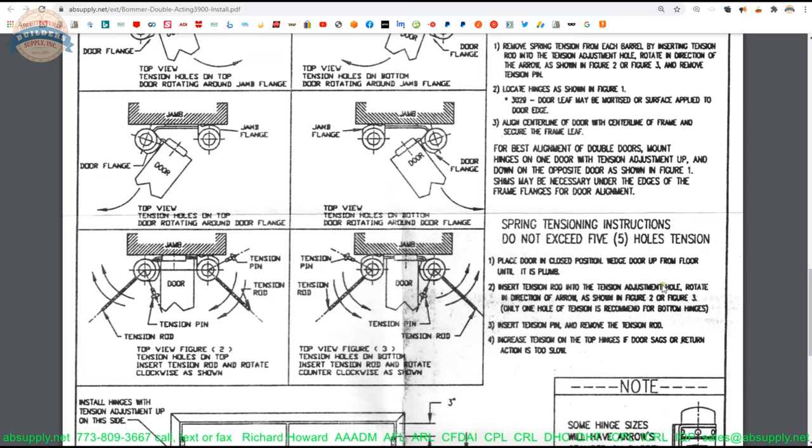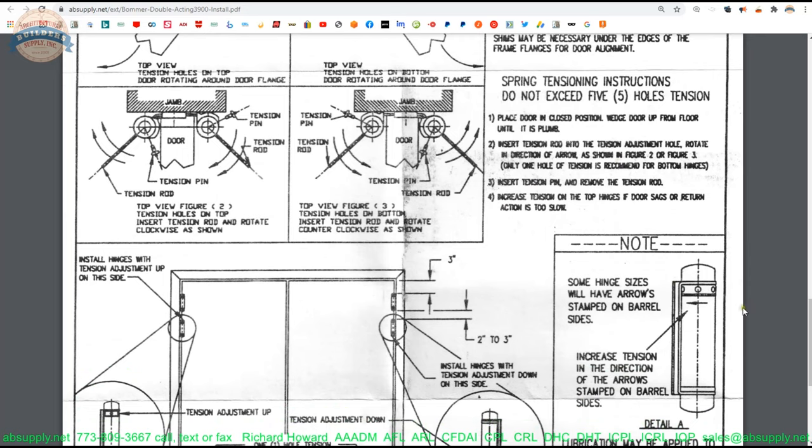Insert tension rod into the tension adjustment hole. Rotate in the direction of the arrow, which would be clockwise if your tension collar is pointed towards the top of the door. Insert the tension pin and then remove the tension rod. Increase or decrease that tension so that the door operates correctly.